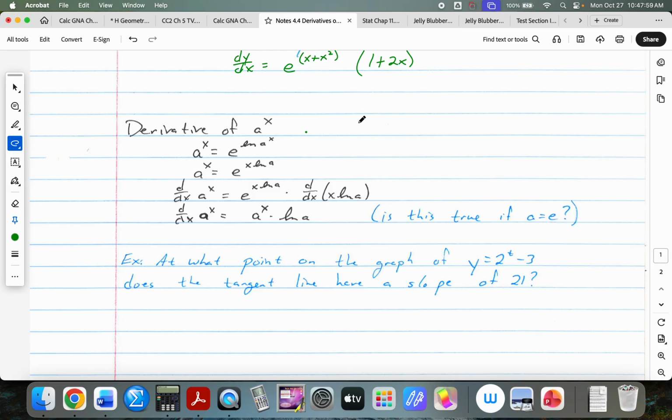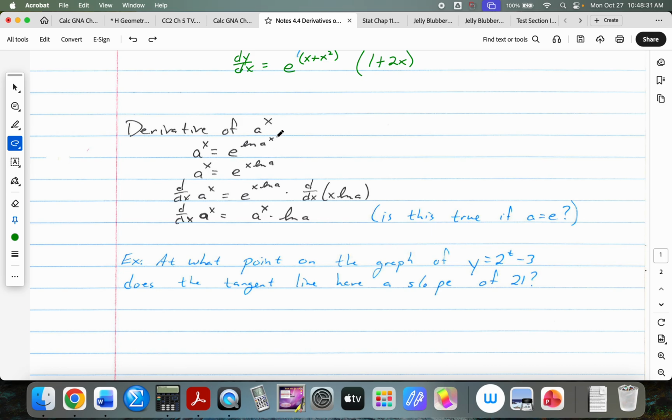Here's a derivation of how you can work this out. The derivative of a to the x is the same thing as e to the natural log of a raised to the x. Now, you may feel like that's a huge leap of some kind, but remember, e and natural log undo one another. So e to the natural log of a to the x is a to the x, because the e and the natural log undo each other.